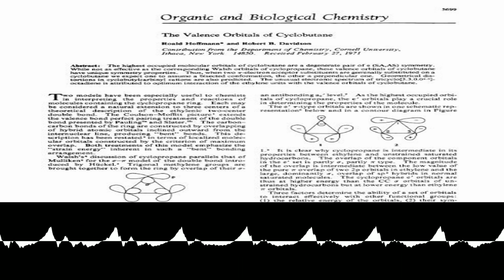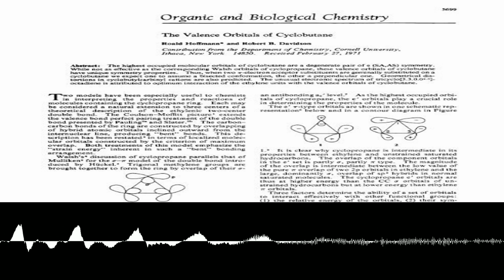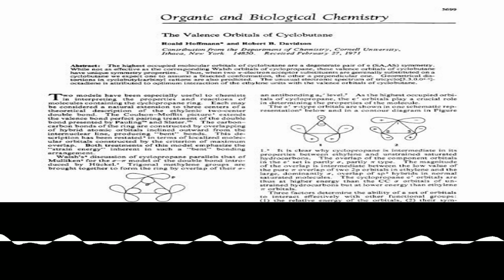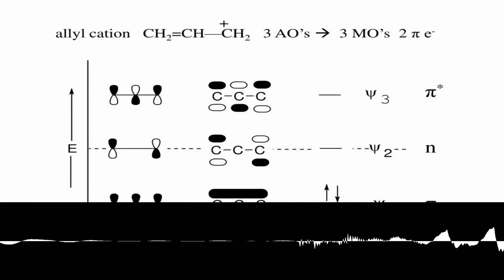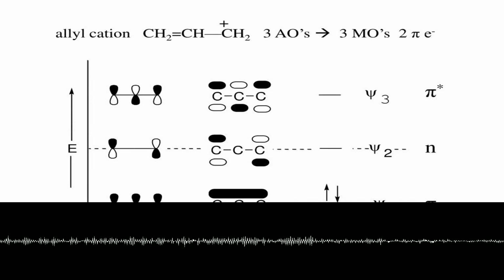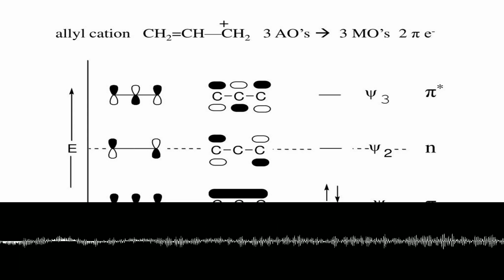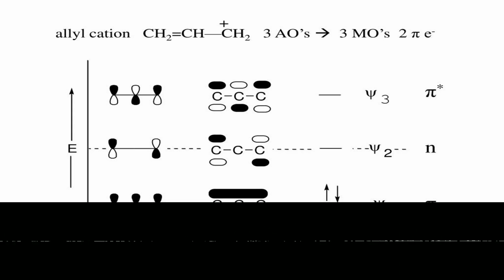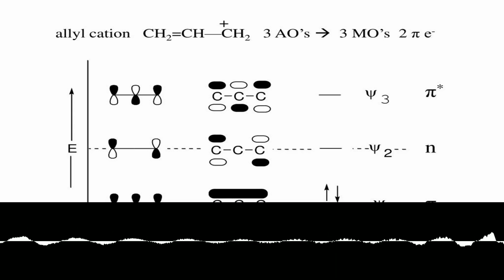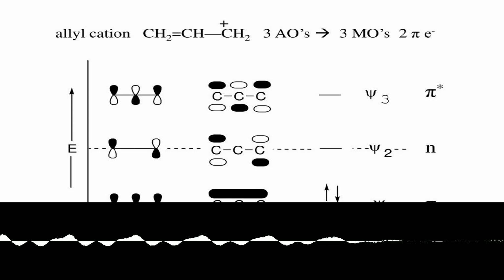Section 7. Generalized selection rules and the correlation diagram approach. The paper presents a generalized set of selection rules applicable to all types of pericyclic reactions. It also introduces correlation diagrams depicting the relationship between the molecular orbitals of the reactants and the products. The authors claim that reactions proceed along pathways where the symmetry of the molecular orbitals is conserved during the transformation. Correlation diagrams provide a visual tool for determining whether a particular reaction is symmetry-allowed or symmetry-forbidden.